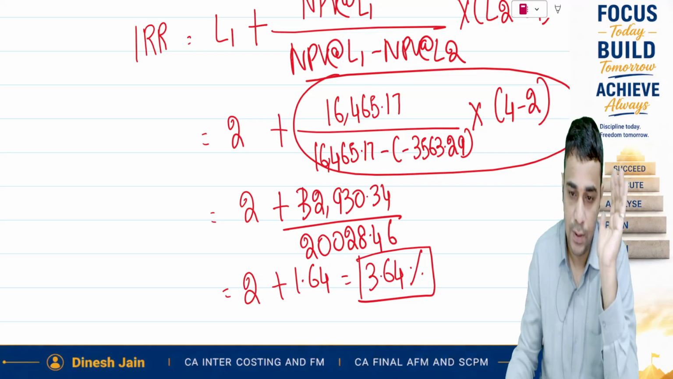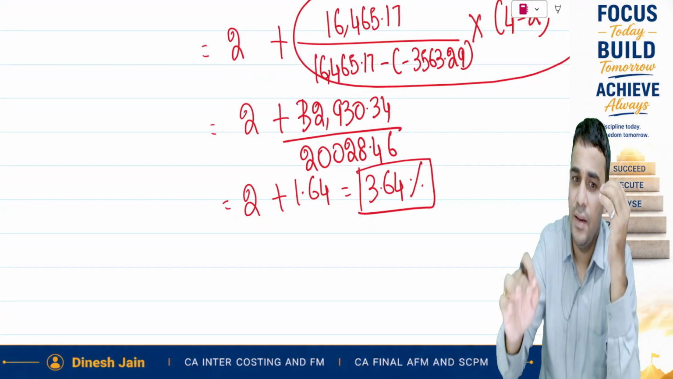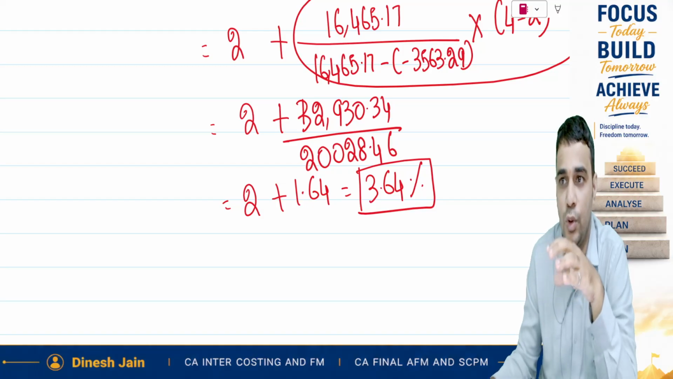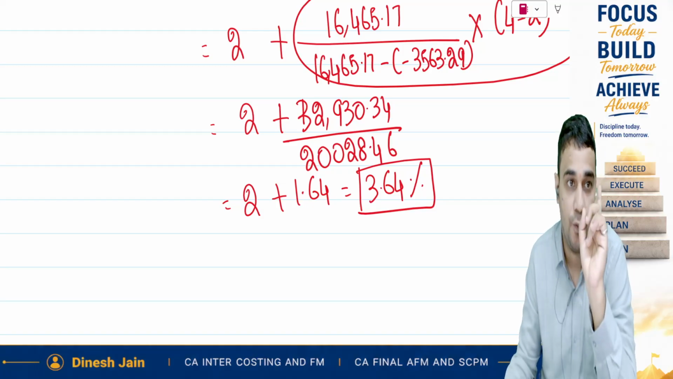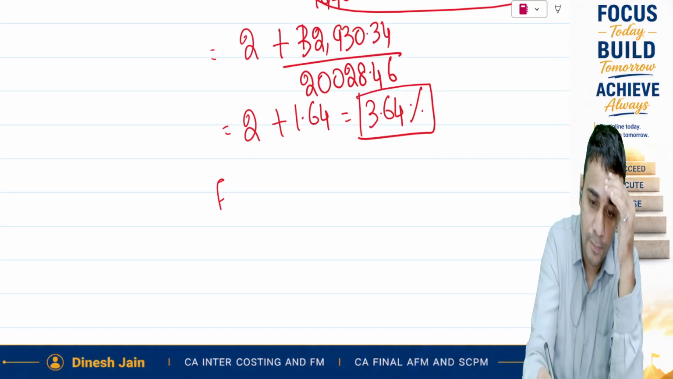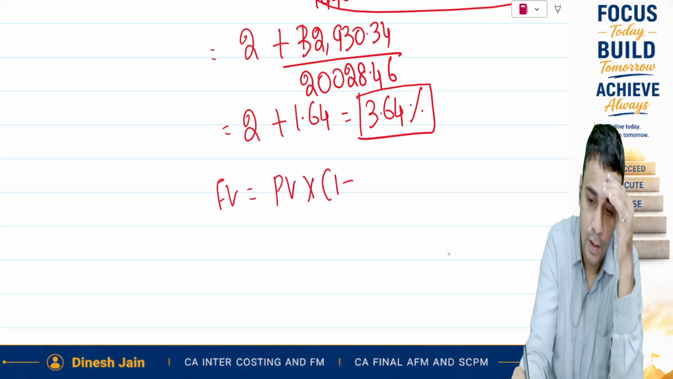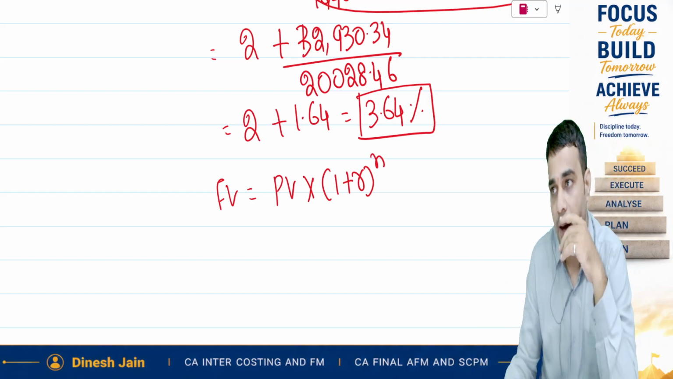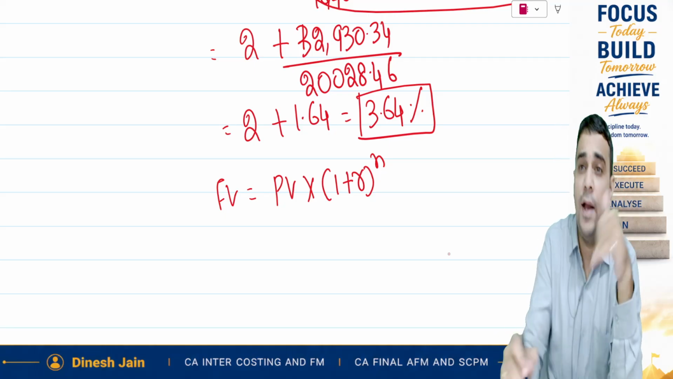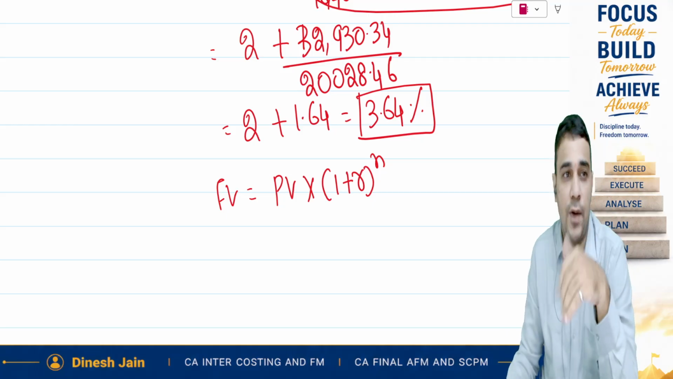Can we proceed? Okay, in exam, if I am running short of time, I'll tell you one quick shortcut to do it in the calculator when you have one outflow, one inflow. Only when you have one outflow and one inflow, right? Future value equal to present value into 1 plus r power n. Future value is what you get back. Present value is what you give.